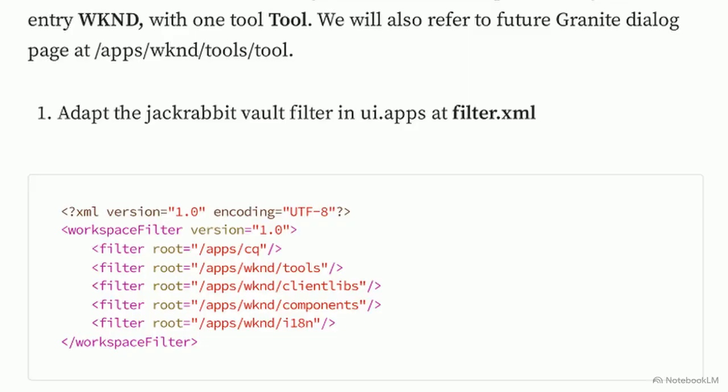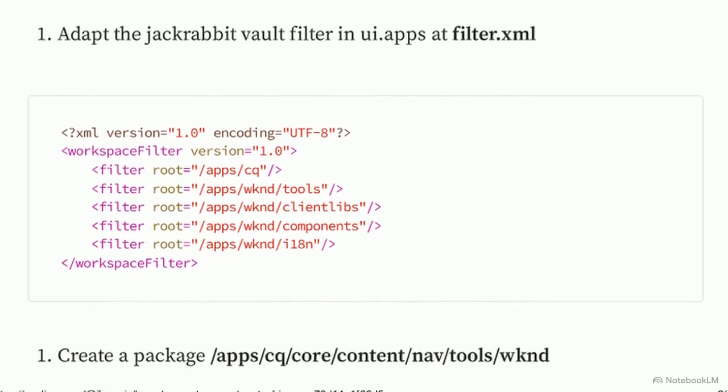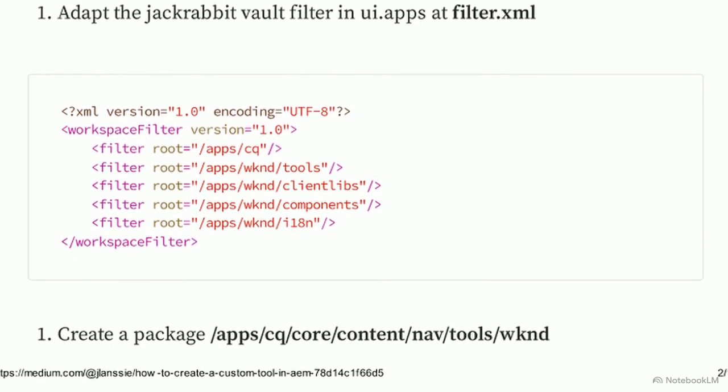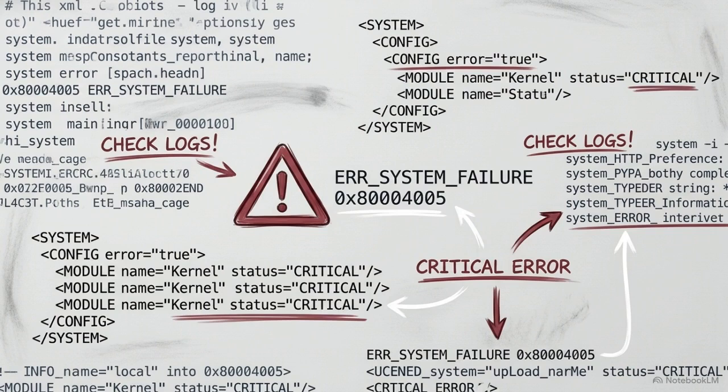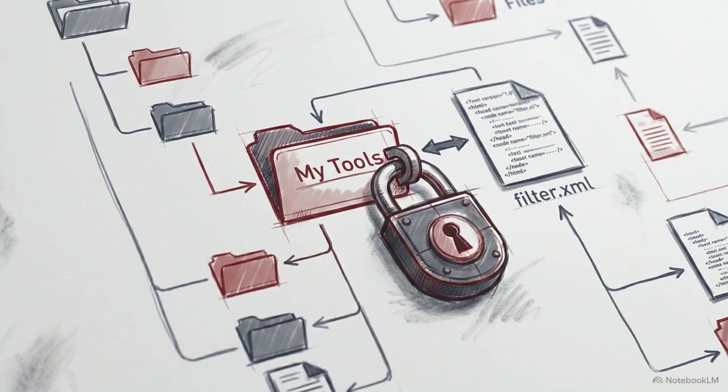To fix this, look at the workspace filter XML. We must explicitly whitelist our new overlay path. Directly below it, add the specific paths for your tools, client libs, and components to prevent a partial deployment and broken UI. If your tool still isn't showing up, verify that your href path perfectly matches your JCR structure and monitor the main error log inside the system console for missing dependency warnings. Strict filter path management is the only way to guarantee your custom tool survives automated code deployments and server restarts over the long term.